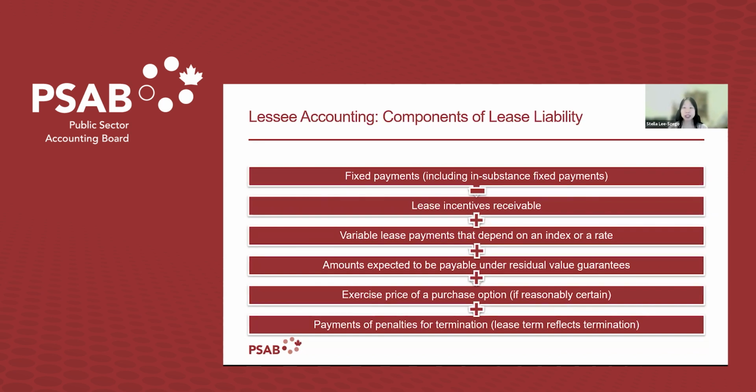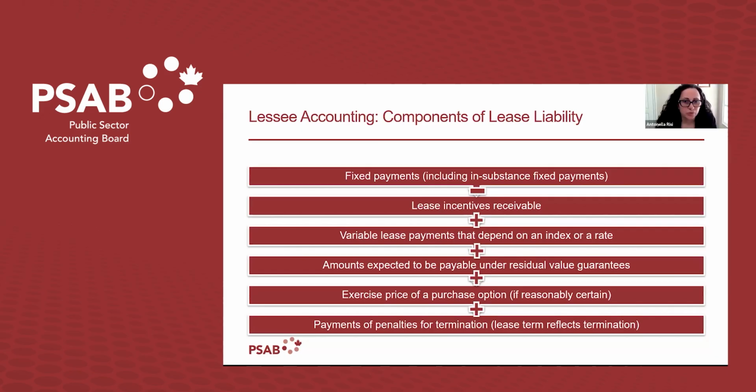Next, we have amounts expected to be payable under residual value guarantees, and we also have the exercise price of a purchase option if the lessee is reasonably certain to exercise that option. Finally, we also include any penalty payments for terminating the lease if the lease term reflects the lessee exercising an option to terminate the lease.